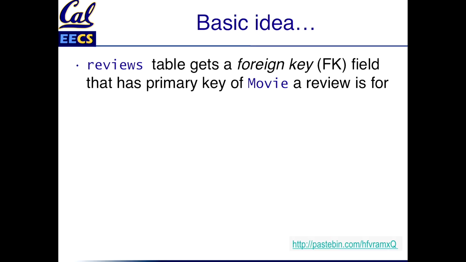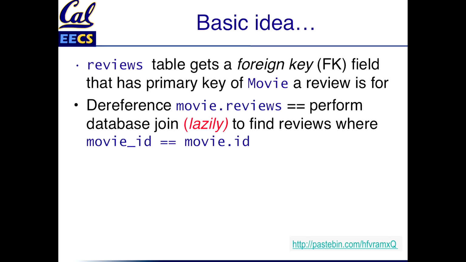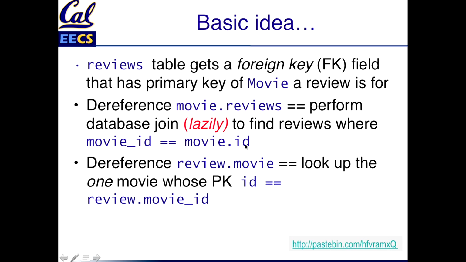So here's the basic idea. The reviews table, as we saw in our Cartesian product example, is going to get a foreign key. The foreign key is going to be a reference to a primary key in the movies table, indicating which movie that review is for, so that when we dereference movie.reviews, Active Record will generate a SQL query that will perform the join. Basically, it'll generate the exact query that would have done that filtered Cartesian product, such that the movie ID in the reviews table will match the primary key in the movies table. And not only that, if we have a review, we can dereference review.movie to look up the one movie whose primary key matches what that review is for.